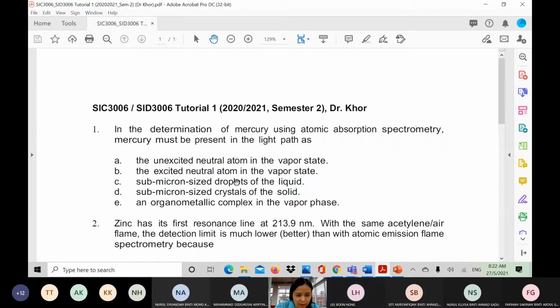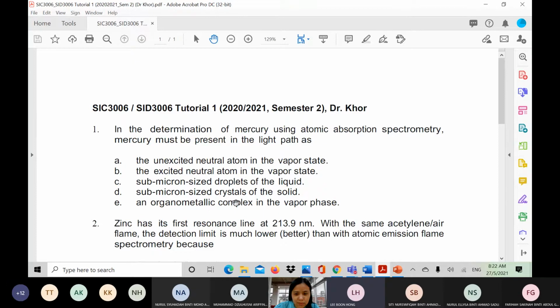Why not E? Because C and D should be eliminated, because AAS measures the atomized vapor, atomized elemental vapor. So C and D are not correct. And E, because they mention organometallic complex, so I also eliminate it. This is the organometallic complex.